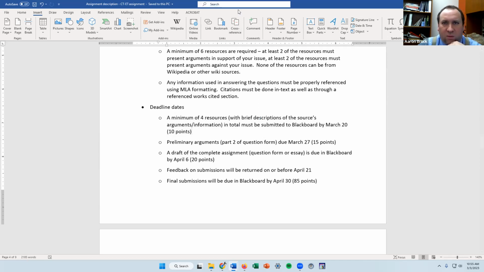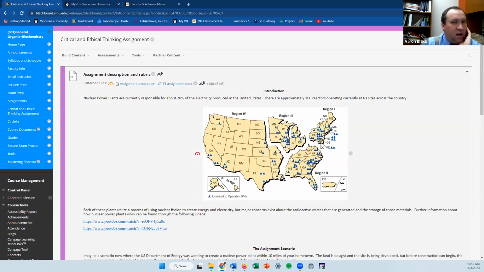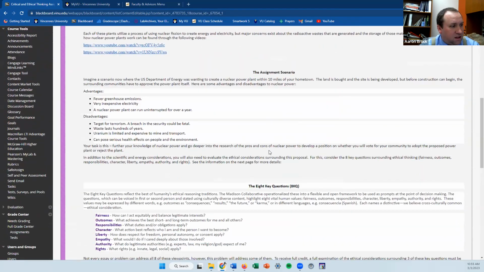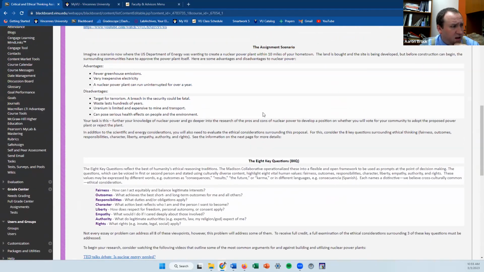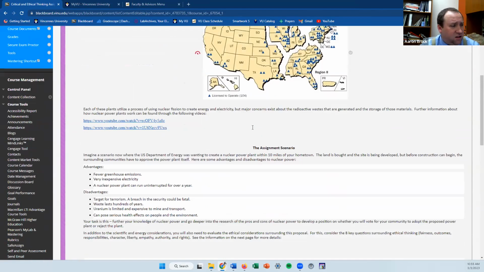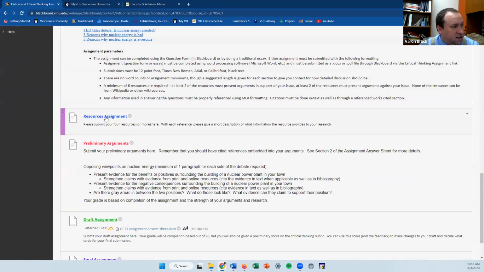And so this is where we can go to the Blackboard page. And we can see that on the Blackboard page, this document that I'm highlighting everything on is present right here. You can download that at any time. And in addition, we've got a basic mock-up of the assignment and what it's intended to do. So your first assignment is this resources assignment. That resources assignment is due on March 20th.